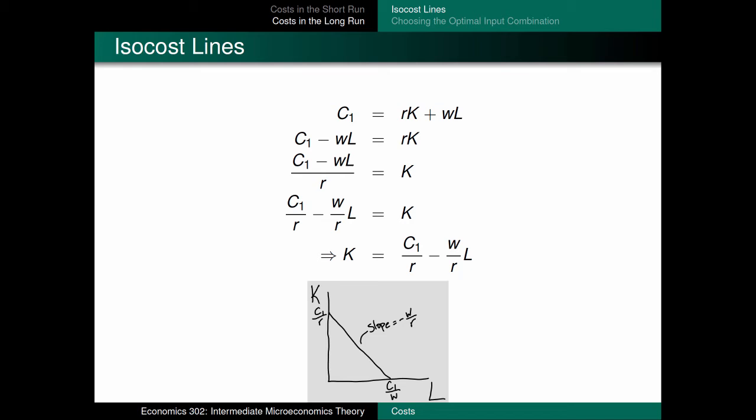As you can now imagine, the isocost line shows the different combinations of capital and labor that lead to equal values of total cost, and thus it is called the isocost line. Note on the graph that the y-intercept is C1 over R and the slope is negative W over R. If we set K equals 0, then we can solve for the x-intercept, which is C1 over W.